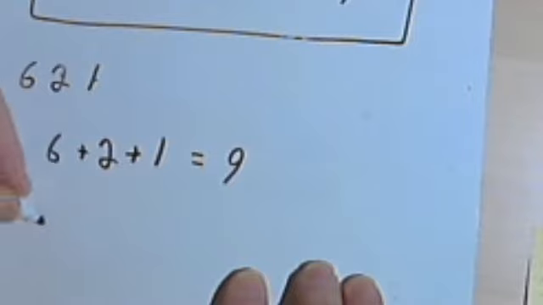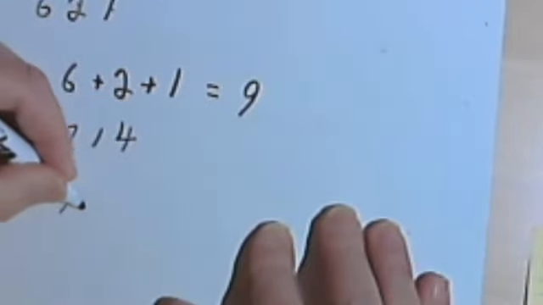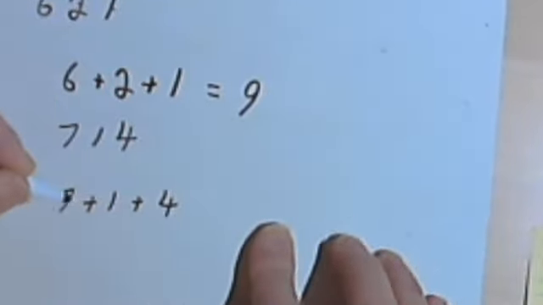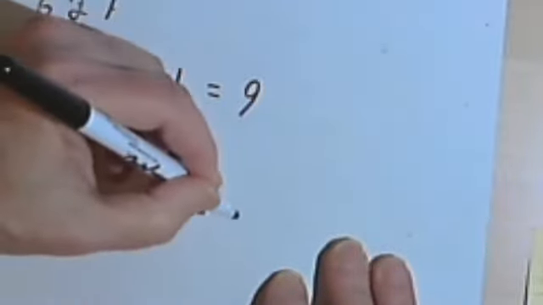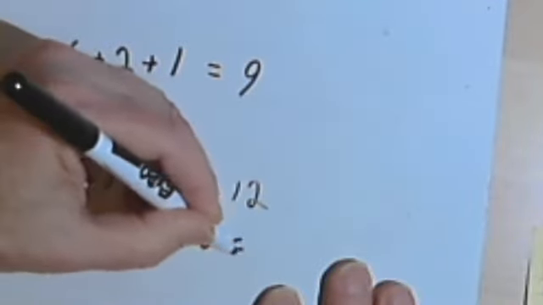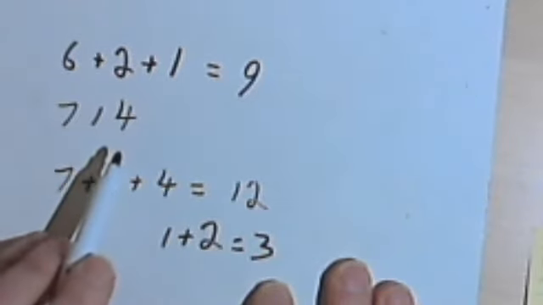If I used 714, I'll add the 7 and the 1 and get an 8. Add the 8 and the 4. So 7 plus 1 plus 4, I end up with 7 plus 1 is 8, plus 4 is 12. And now I'm going to take the 1 and the 2. I want to get down to a one-digit number. So 1 plus 2 equals 3, which means 714 is divisible by 3.